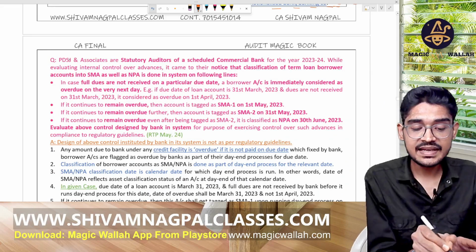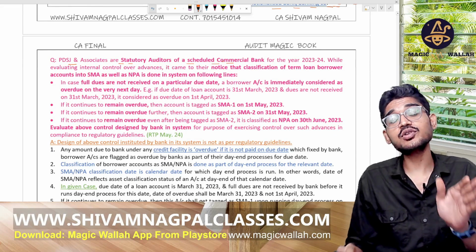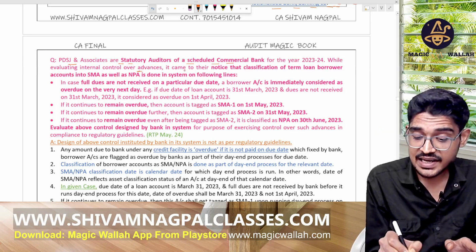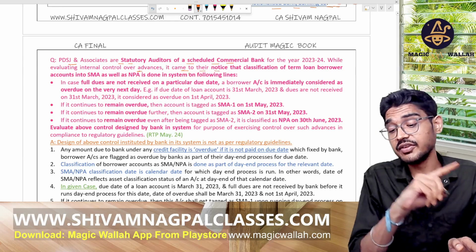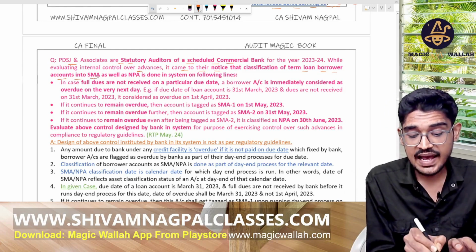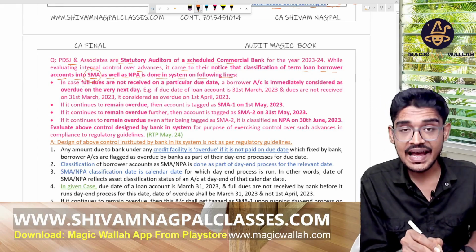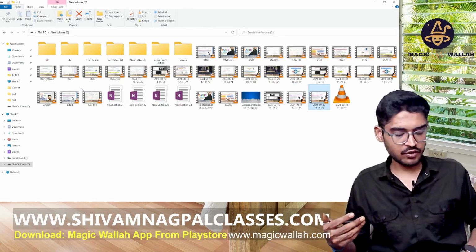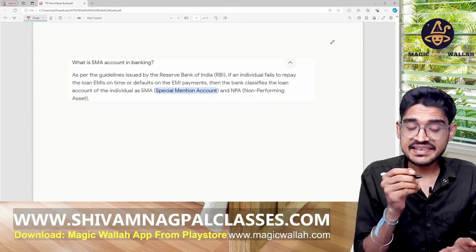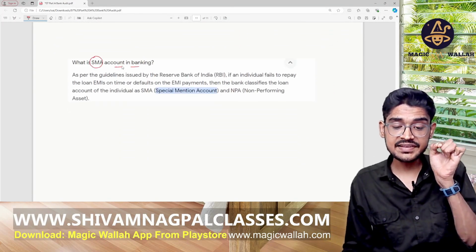Now, PDSJ and Associates are the statutory auditors of a scheduled commercial bank for the year 2023-24. While evaluating the internal control over the advances, it came to their notice that the classification of term loan borrower accounts into SMA as well as NPA is done in the system in the following manner. So what do you mean by SMA and NPA? NPA, we know that. Okay, so SMA means special mention account in banking as per the guidelines issued by the RBI.